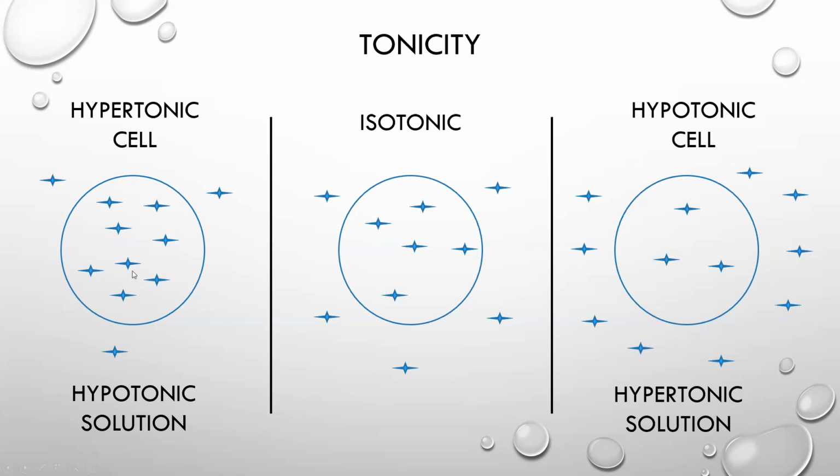In this first situation over here on the left, I have a hypertonic cell. That means there is a lot of solute dissolved inside the water inside the cell. It is hypertonic compared to the solution outside the cell because there's not as much stuff dissolved out there. So a lot of stuff dissolved inside the cell, not so much outside. This makes the cell hypertonic and it makes the solution outside the cell hypotonic. You got to have that comparison.